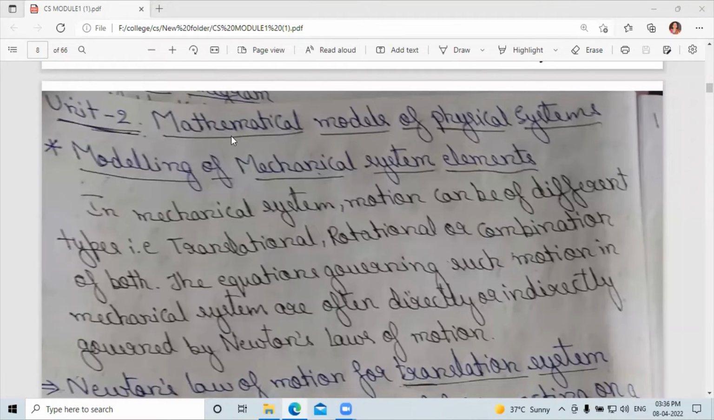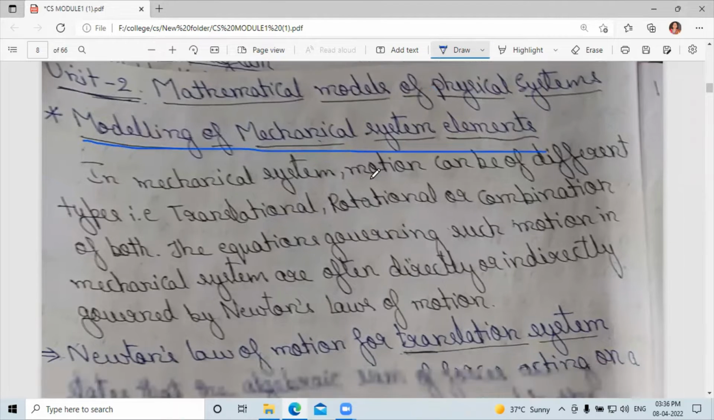Hi everyone. In the last class, we discussed the introduction to control systems and also the classification of control systems. So today we shall discuss the mathematical model of a physical system. In that, modeling of mechanical system elements.